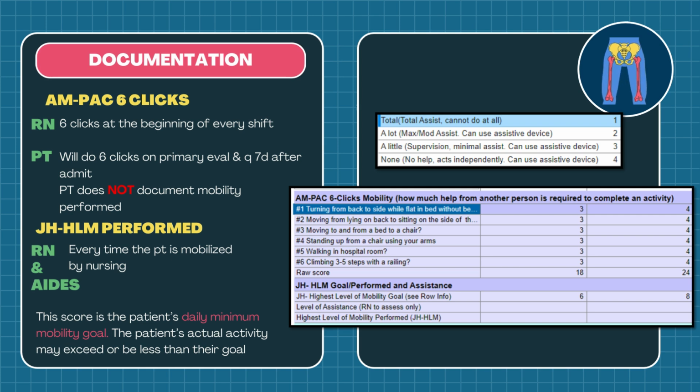For example, the patient may be fatigued in the morning and only achieve a level 4, versus in the afternoon they attain their goal level of 6, and then by the evening they have more energy and they're at a level 7. So that would just need to be documented in that highest level of mobility performed that day.